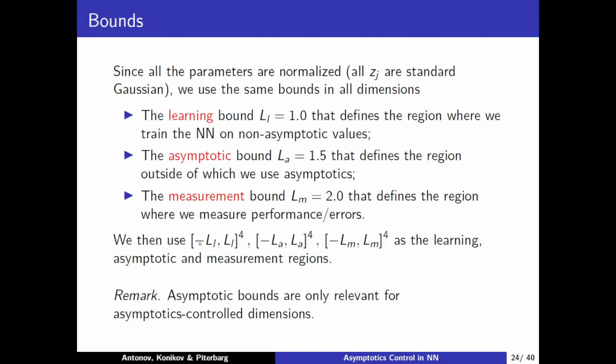So again, from -1 to 1 will be learn, then from -1.5 to 1.5 we will impose asymptotics and we'll measure in the larger region of -2 to 2. Of course, the asymptotics bounds are relevant only for the asymptotic control dimensions. If there are no controls, we just ignore these things.